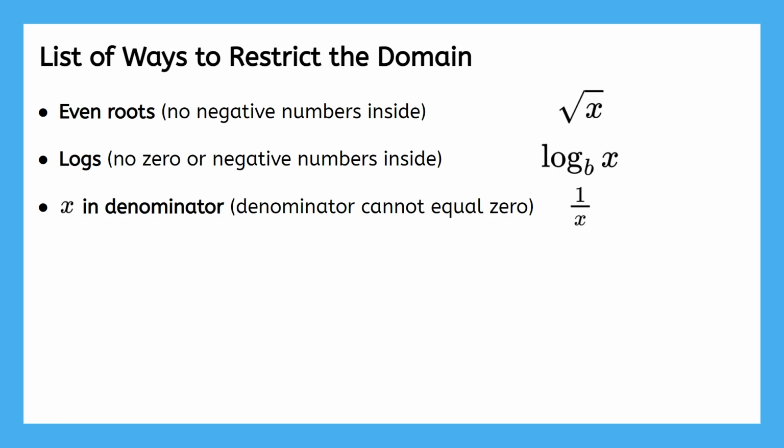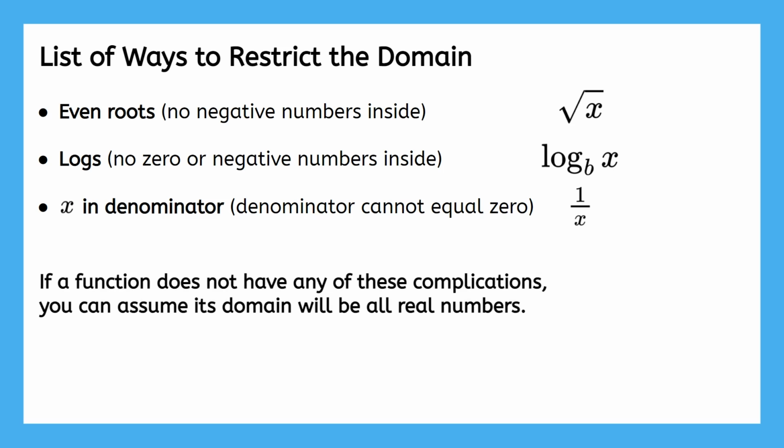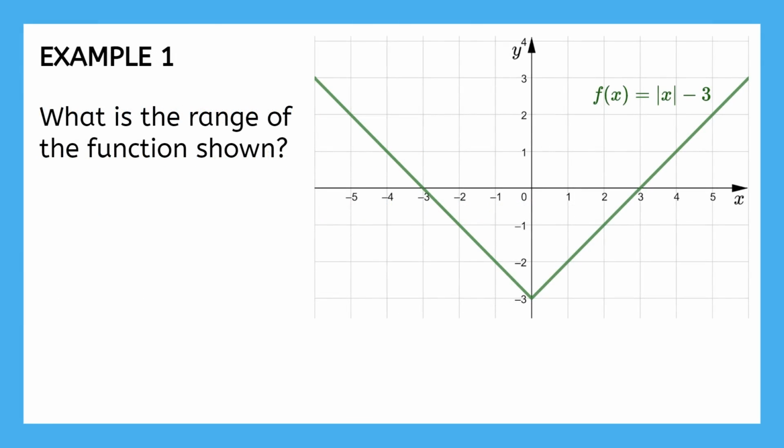The nice part is, if a function does not have any of these complications, you can assume its domain will be all real numbers. There are technically more ways than these to restrict the domain of functions, but these three are probably the only ones that you've seen so far. So these are the only ones that you would be asked about right now. All right, now we can start on some examples.